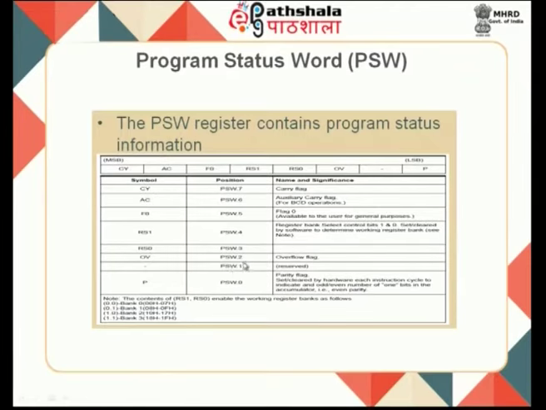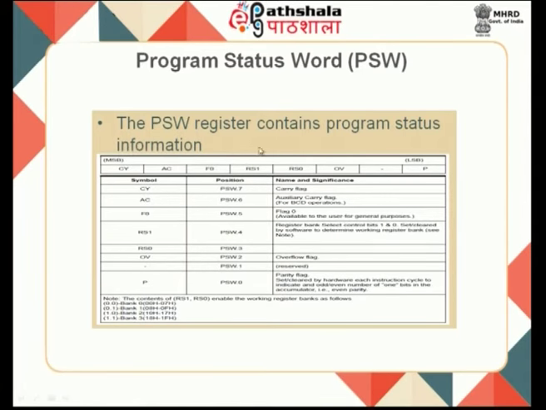And OV is nothing but the overflow flag. If I am adding 2 numbers, is there any overflow? During that particular operation, if I am getting an overflow in the result, then this flag will be set as 1. So, overflow flag. This particular bit is reserved, and the last bit is your parity bit. So, odd parity or even parity, based on that this bit will be 1.